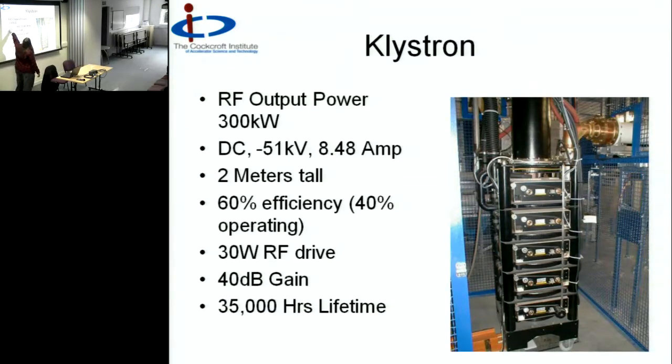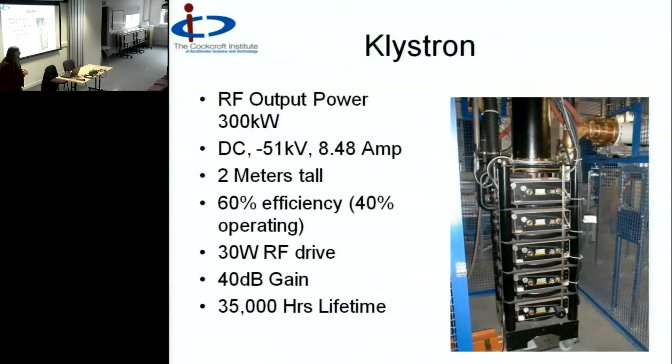So it's a 300 kilowatt klystron. Its DC is 51 kV, 8.48 amps. You can see it's a higher current. It's 2 meters tall, 60% efficiency, but operates at 40 because you have to back it off. The IOT efficiency doesn't decrease as you back it off.